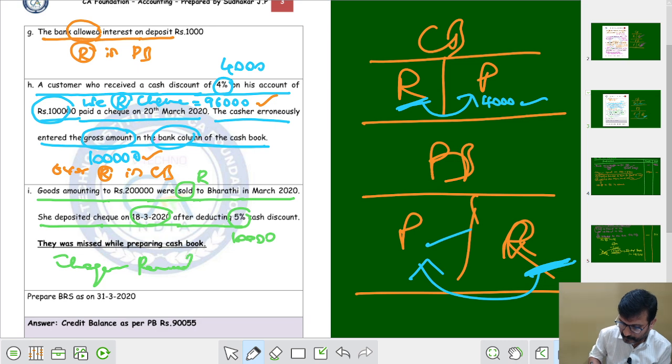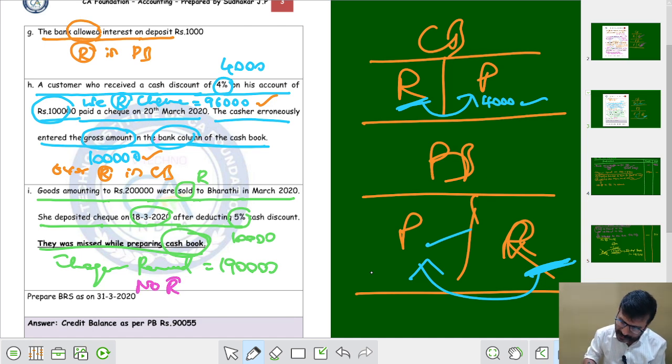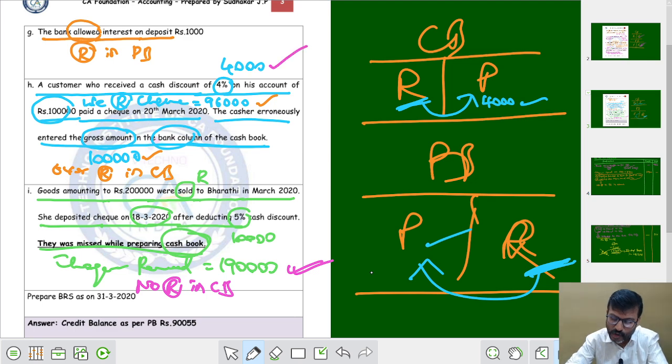Check received is 1,90,000, from Bharati. Good. This was missed in preparing the cash book. This transaction was not recorded in the cash book. How much is not recorded? 1,90,000 is not recorded in the cash book. So we can say that no receipt in cash book, for 1,90,000. See, in the earlier transaction I took only 4,000 because the cashier entered the gross amount erroneously.